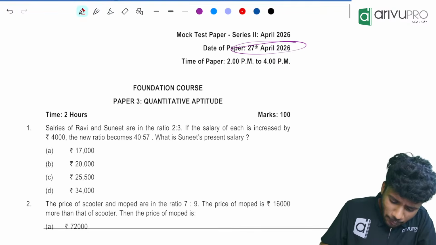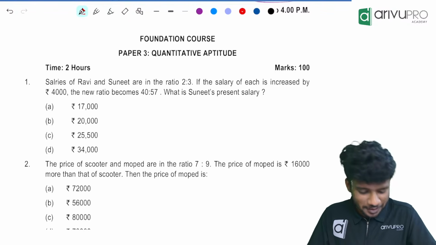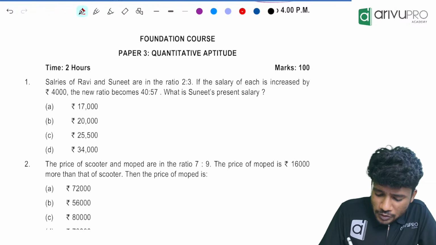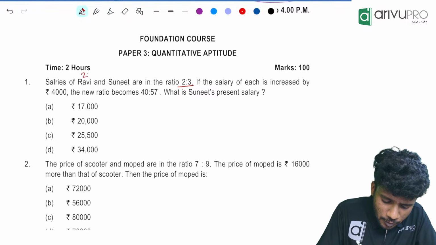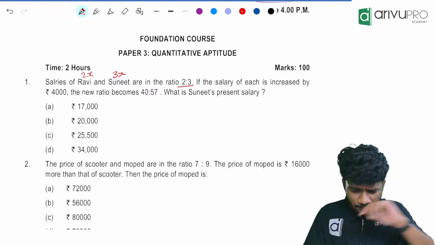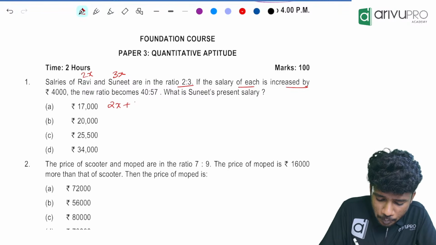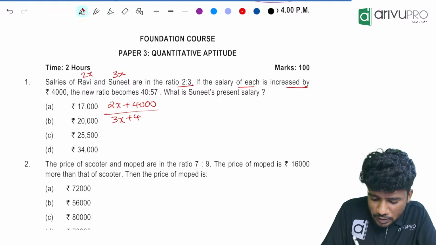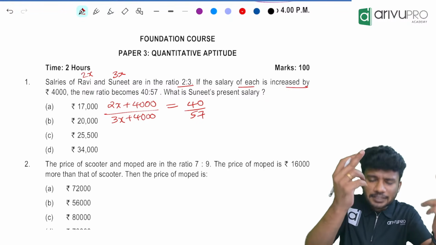Okay, done. Now, people, the first question from MTP2 of your 2026 May attempt. Salaries of Ravi and Sunit are in the ratio 2:3. So I can say Ravi's salary will be 2x, and Sunit's salary will be 3x. If the salary of each is increased by 4,000, that means (2x + 4,000) divided by (3x + 4,000). Then the ratio will become 40 divided by 57.